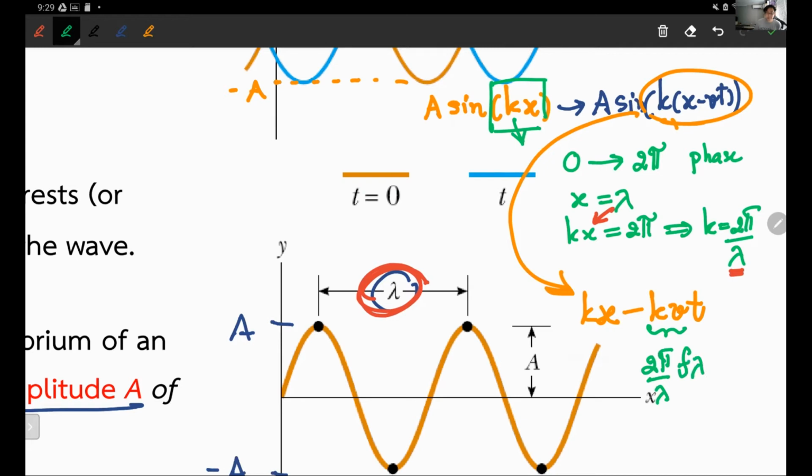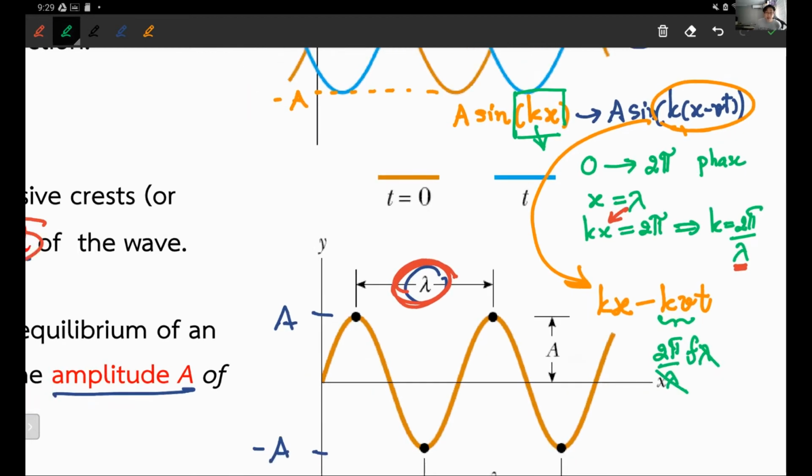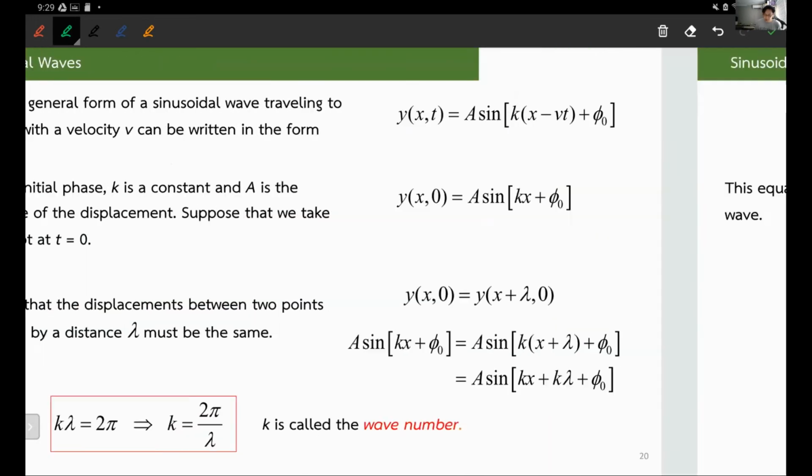So actually the lambda cancels, and I am left with 2 pi f. Does it sound familiar to you? 2 pi f. That actually is omega, the angular frequency, or angular speed if you like. So in conclusion, I can re-express the animated sinusoidal wave in this form.